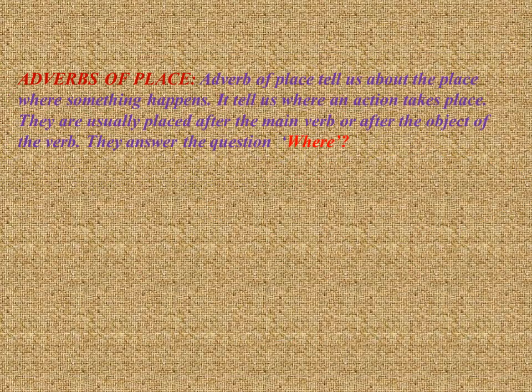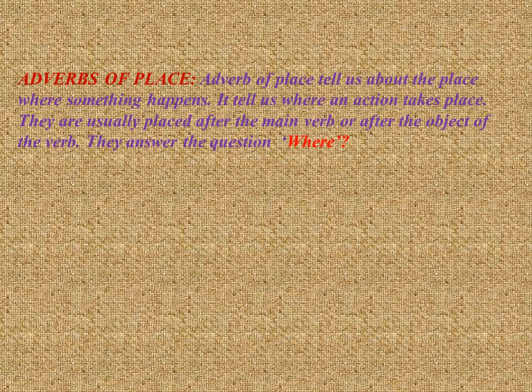The second type is adverb of place. Adverb of place tells us about the place where something happens. It tells us where an action takes place. They are usually placed after the main verb or after the object of the verb. The answer to the question is where. So, which question should you ask for adverb of place? Where.